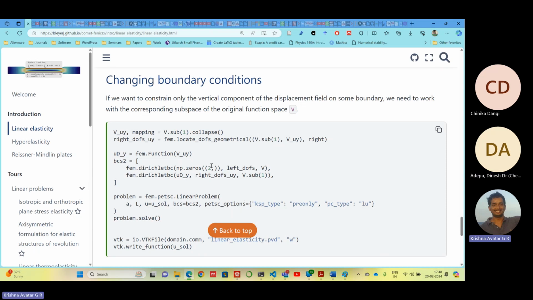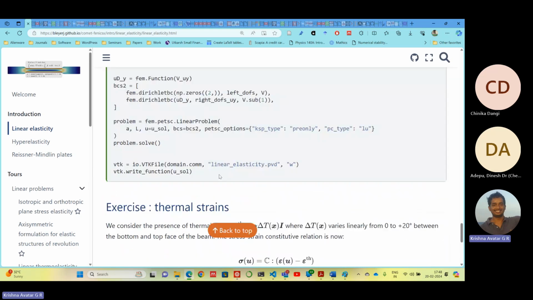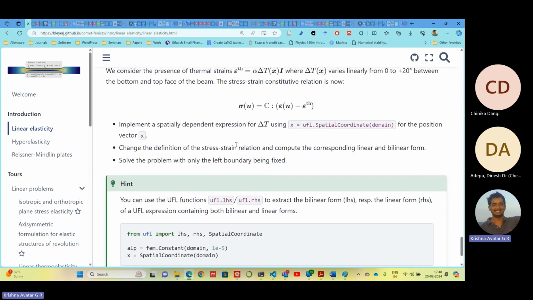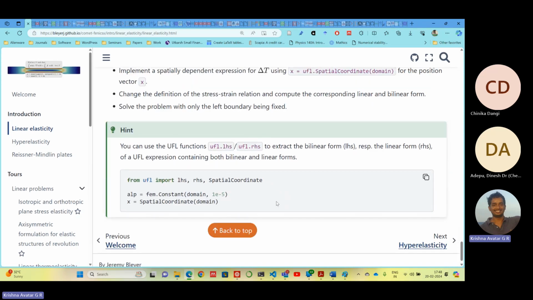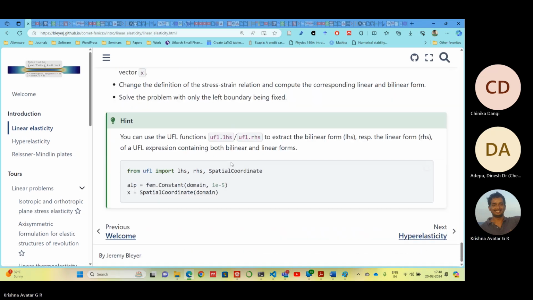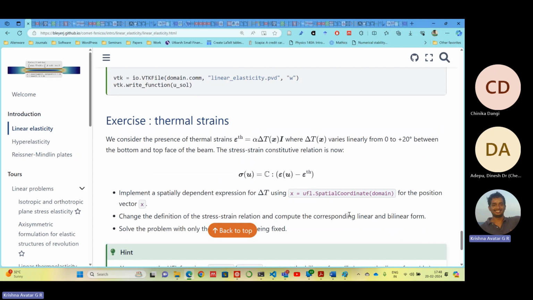I will have to go through it once more. Till the next class, we can discuss thermal strains. We can even write a code for this. But for now, we'll start with hyperelasticity, because I think we need to enter into hyperelasticity today.